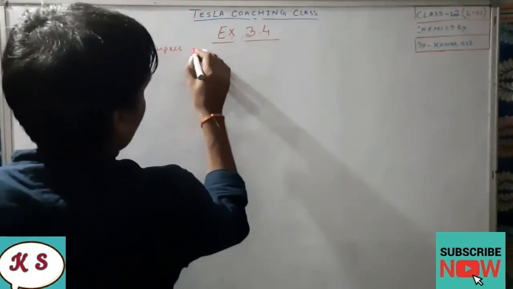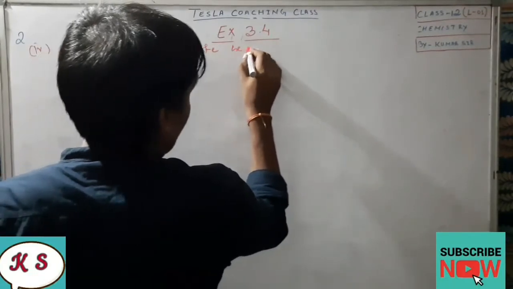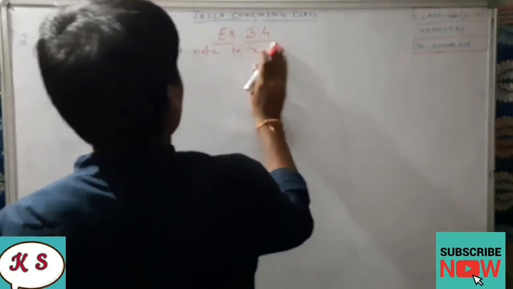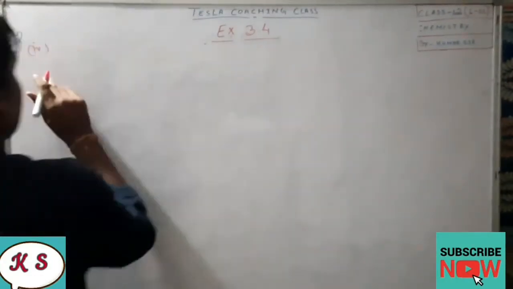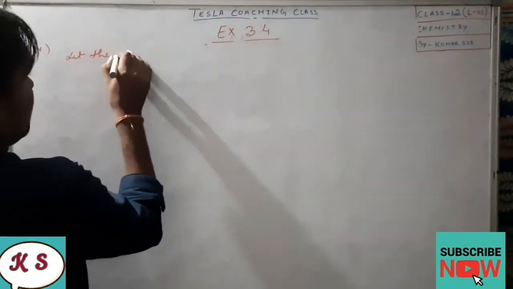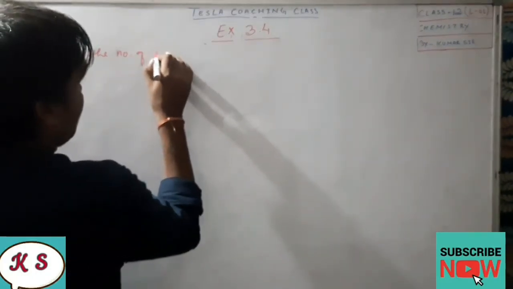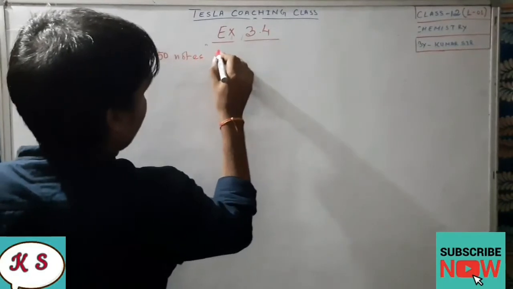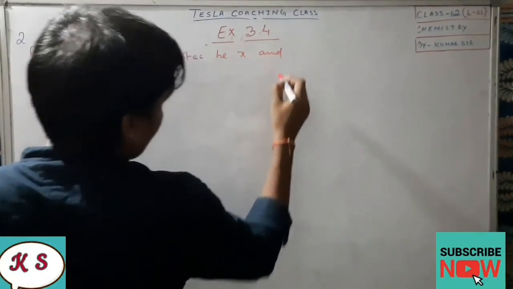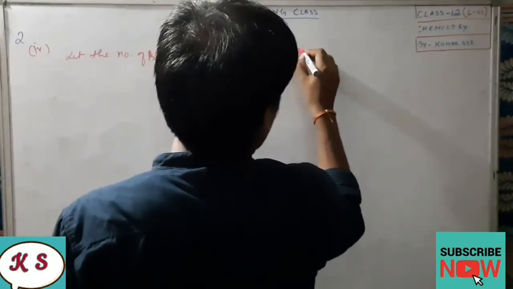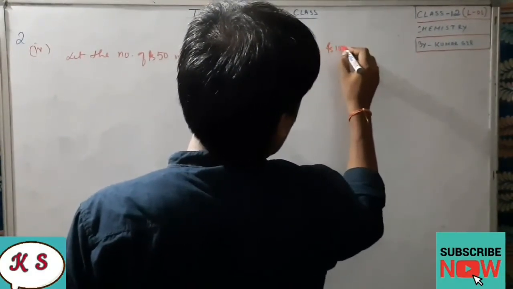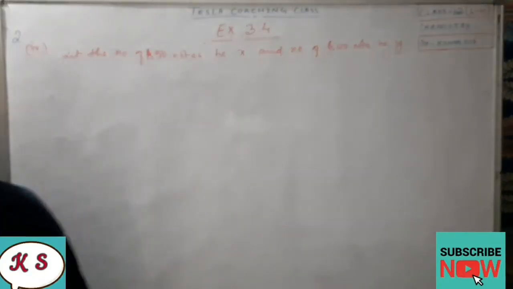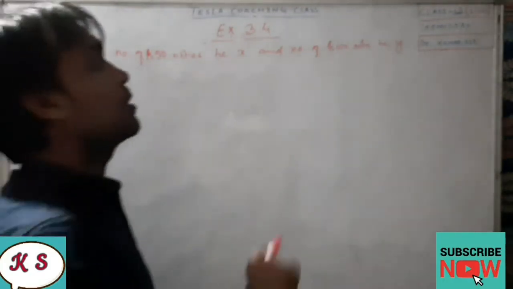Let the number of 50 rupees notes be X, and the number of 100 rupees notes be Y. Okay, so we are assuming that how many 50 rupees notes she got? X, and how many 100 rupees notes she got? Y.